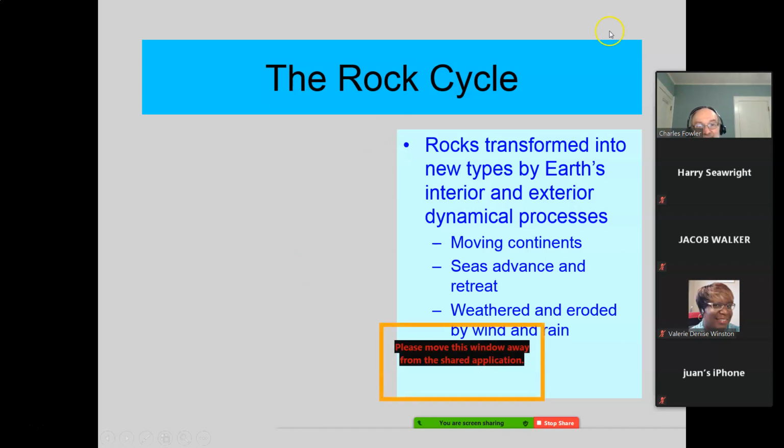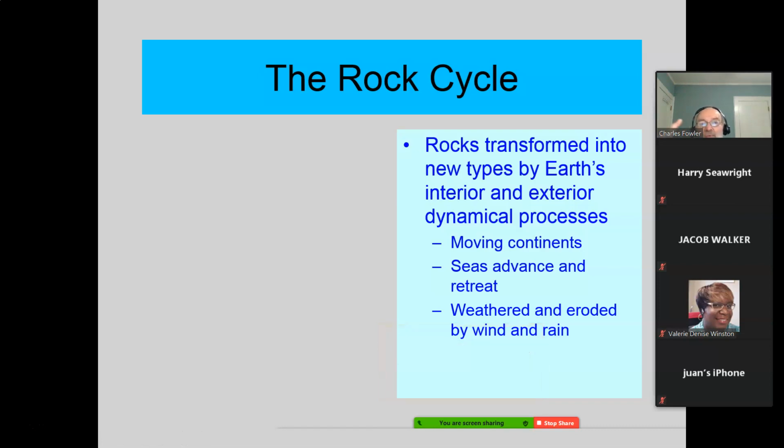So anyway, rocks are changing into new types by these processes. Moving continents, certainly if you got continents moving, there's a lot of pressure. Could be a lot of heat. Lots of things going on. Seas advance and retreat. Whoa, what is that all about? Now this again is talking geologic time, which is long periods of time.